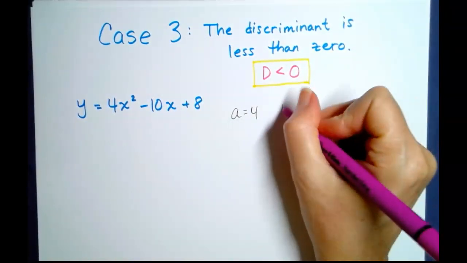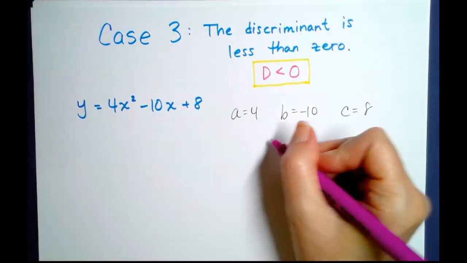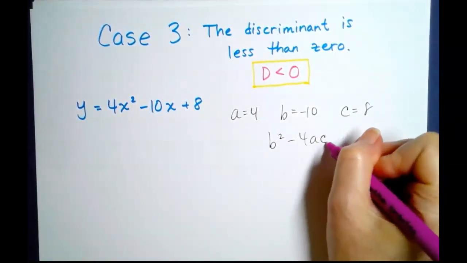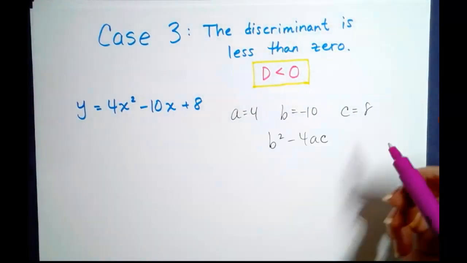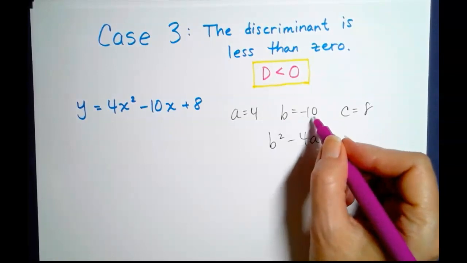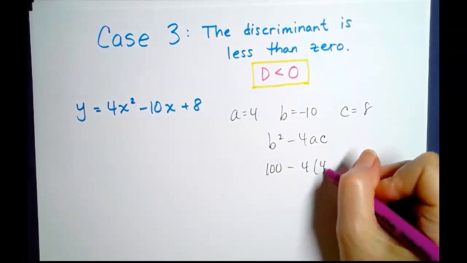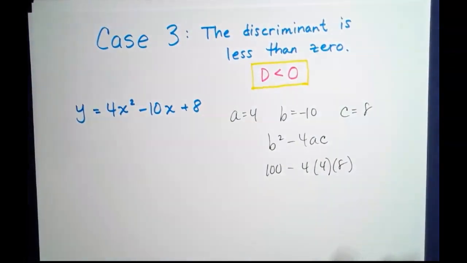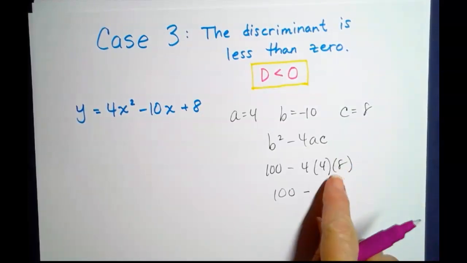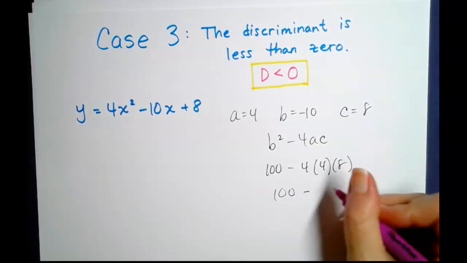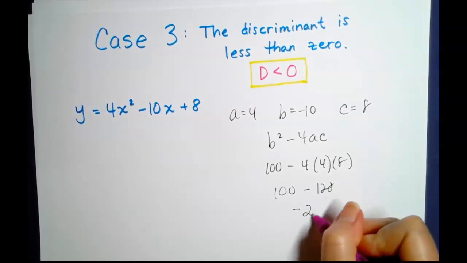So A is 4, B is negative 10, C is 8. So what happens when we plug in these values into the formula for the discriminant, we're going to get a D value that is less than 0. So B is negative 10, B squared is 100, minus 4 times A times C. So we end up with 100 minus, and this is 32 times 4. 32 times 4 is 128. And 100 minus 128 is negative 28.